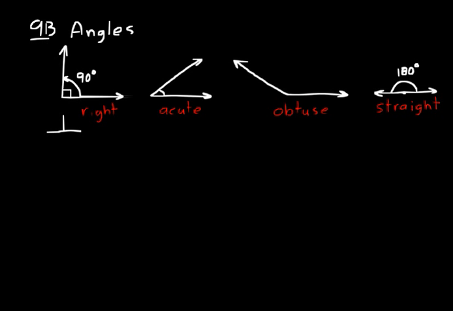Those are important to remember: right, acute, obtuse, straight angles. Now, on acute and obtuse, those can be any measure of angle. An acute angle is just any angle that's less than 90.